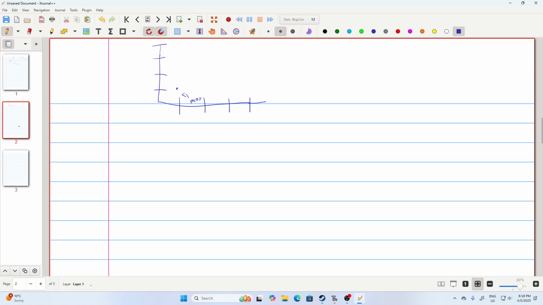So this is 1,1, right? And then let's say this is your position for the earth, which is 5, 1 2 3, 1 2 3, 1 2 3 4. So this is going to be 3,4, as you correctly said.